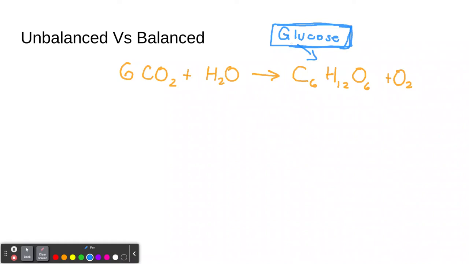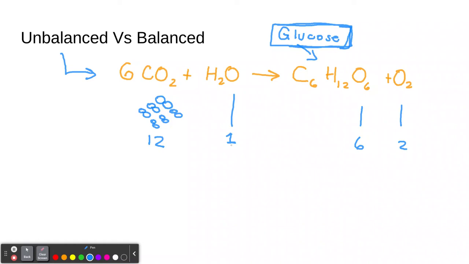Let's see. Why is it unbalanced? So this is unbalanced. So why? Well, here we have 6 carbon, right? But we also have 6 O2. So we have 6 O2 molecules. So there's 1, 2, 3, 4, 5, 6. So we have 12 oxygen. And over here, we have 6 oxygen. And then here we have 2 oxygen, but here we have 1. So you can see it's unbalanced.